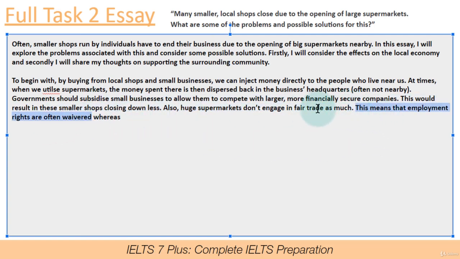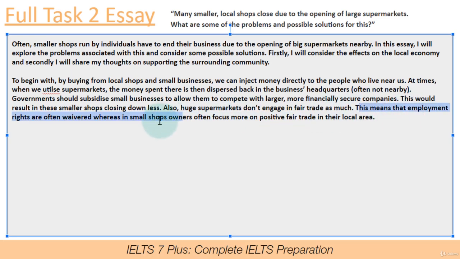So this really is my support for fair trade, my topics here. Then I'm going to do my support and a really quick result. So I have this conjunction, this linking word, whereas. This means that employment rights are often waived, whereas in small shops, let's say owners often focus more on positive fair trade. Positive fair trade in their local area.